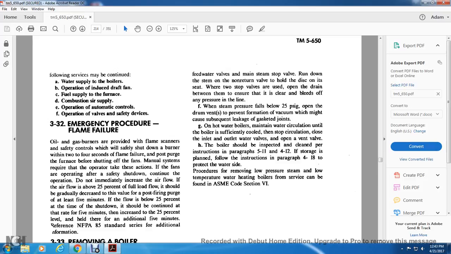On hot water boilers, maintain the water circulation until the boiler is sufficiently cool, then stop circulation, close the inlet and outlet valves, and open the vent valve. The boiler should be inspected and cleaned, preferably per inspection paragraphs 511 and 412. Storage is planned following instruction paragraph 418 to protect the water side. Procedures for producing and removing low pressure steam and low temperature water heating boilers from service can be found in the American Society of Mechanical Engineers Code, Section 6.